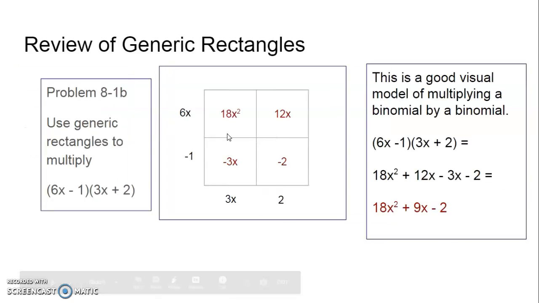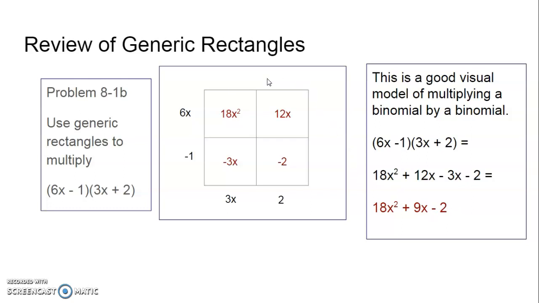If you got 18x squared here, negative 3x here, 12x here, and negative 2 here, then you did that correctly. And again, this is a good visual model of multiplying a binomial times a binomial. We have the same things here that we had in the smaller rectangle. So 18x squared, this is me distributing the 6x, and then 6x times 2 is positive 12x, so that's right here. Then I distributed the negative 1 and got negative 3x minus 2, and again, you can see where that shows up in the rectangle. Then when I combined like terms, it's 18x squared plus 9x minus 2.